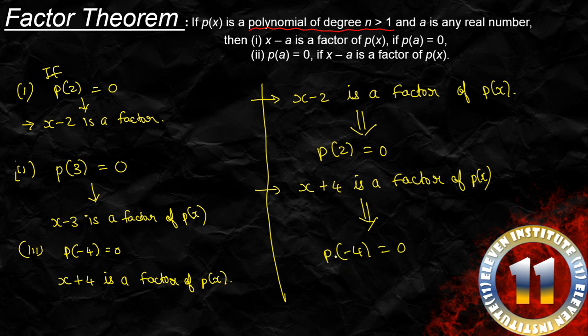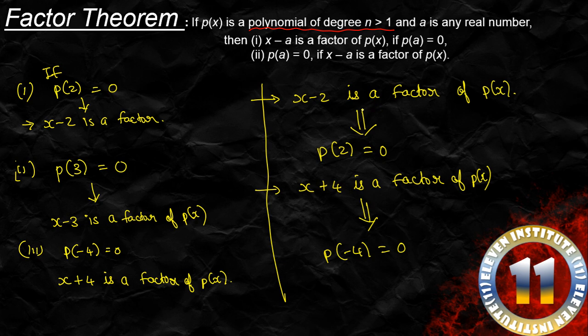I hope this is very much clear to you. In short, if plus then minus, if minus then plus. If this is a factor, then the answer here will be 0. If the answer here is 0, then this is a factor. That's it. This is the factor theorem. In case it is not clear to you, you can rewatch this much portion again.